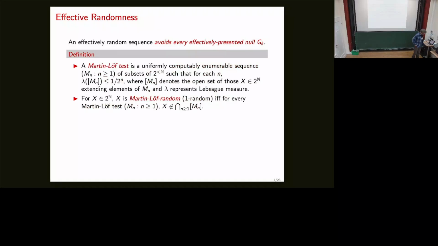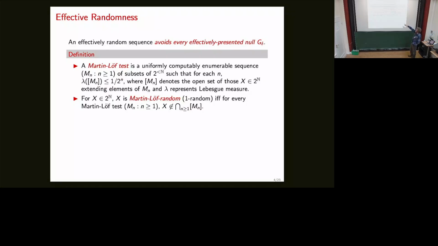This goes back, I think, to the 70s. A Martin-Löf test is a way to specify that a real doesn't belong to an effectively presented null set. It's a little complicated to write, but we're really saying that an effectively random sequence avoids every effectively presented null G delta. So how do you effectively present a null G delta?